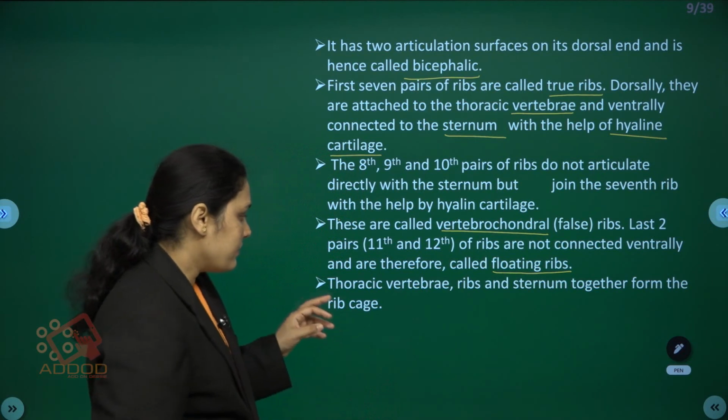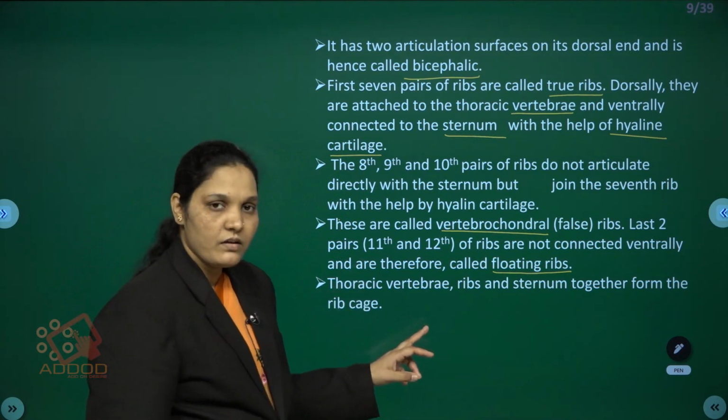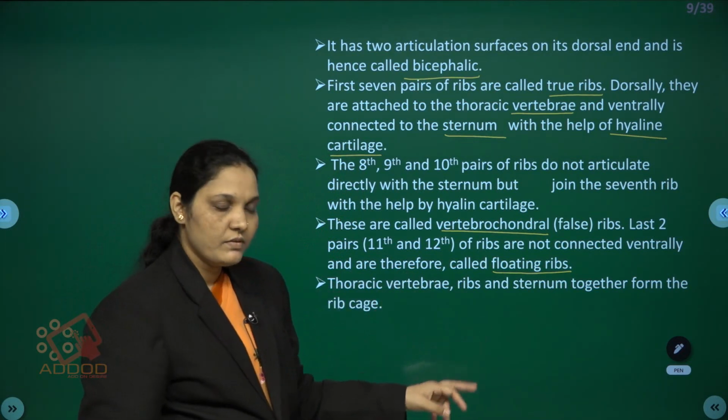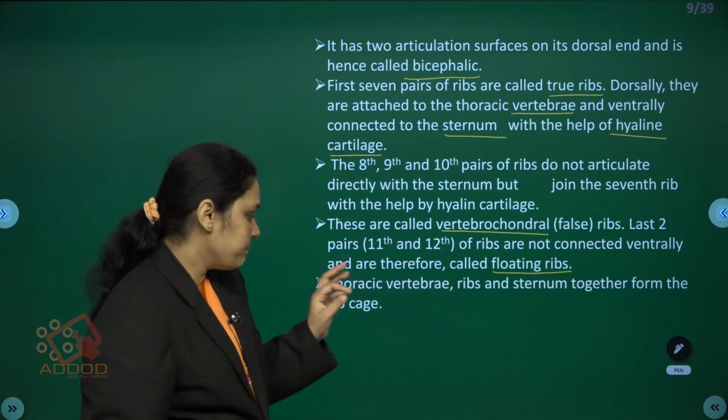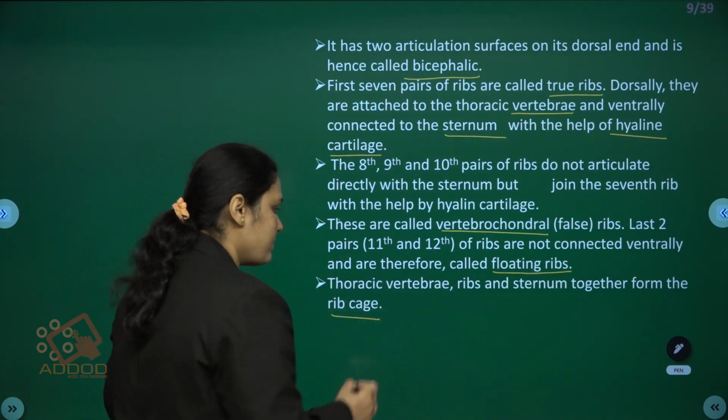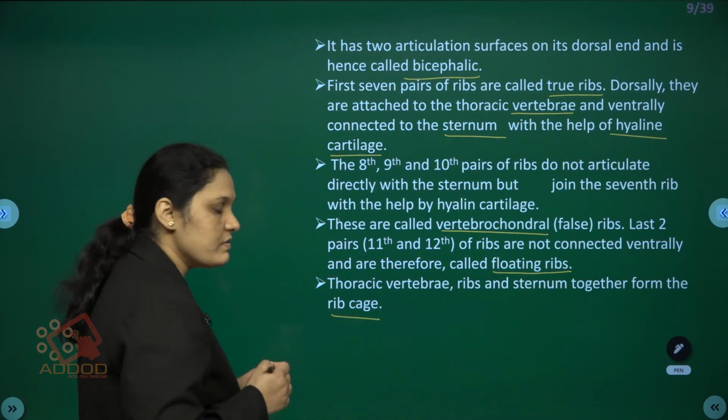So the thoracic vertebrae, ribs and sternum together form the rib cage. All these 3 form the rib cage.